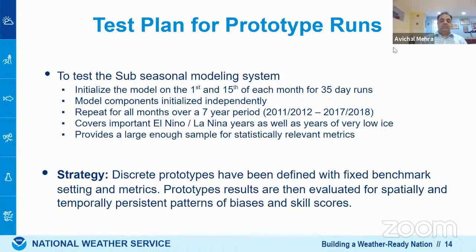This gives us a pretty large, or large enough, I should say, sample to calculate some statistically relevant metrics so that we can assess our progress or lack thereof. And the model components are still being initialized independently. So the overall strategy is to conduct these discrete prototypes when we add new things or new components, with fixed benchmark settings and metrics. And then we evaluate the results for spatially and temporally persistent patterns for both system biases, as well as calculate our skill scores.